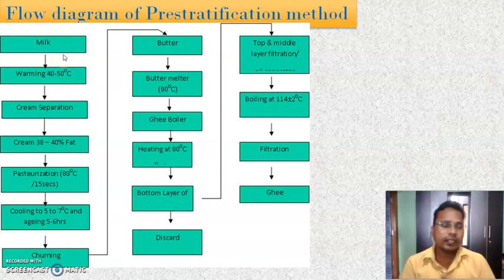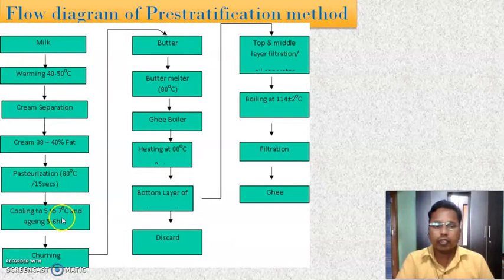You know very well that the milk which is plain sweet, that milk is taken for the preparation of ghee. Then the warming, that is the preheating to 40 to 50 degrees Celsius. Then the separation of cream, means the cream is separated from this milk, and after the cream separation it is standardized to 38 to 40% of fat, and then this cream is pasteurized to kill the microorganisms present in that cream, so it will become safe for human consumption.